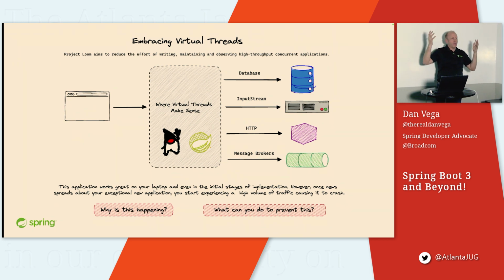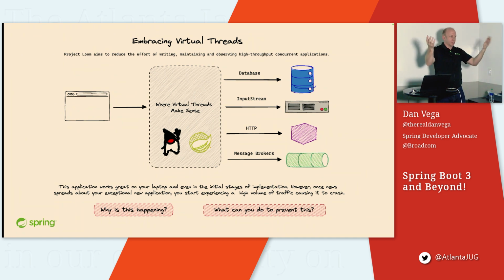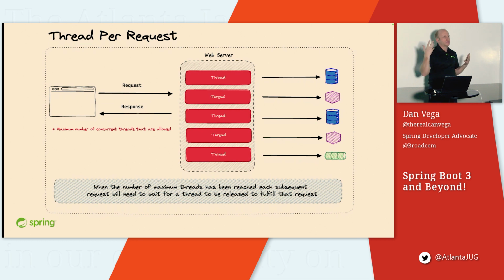We have this Java app, it's running Spring, it's talking to a database, and maybe talking to input-output, maybe talking to another service over HTTP, maybe talking to some JMS, which is blocking as well. Everything seems to be working good until we get it out into production, right? Now we're taking in all of these requests, we're getting high throughput, and things start crashing, and we're like, what is going on? So that really comes back to the way the thread per request model works in Java, or at least on a web server side.